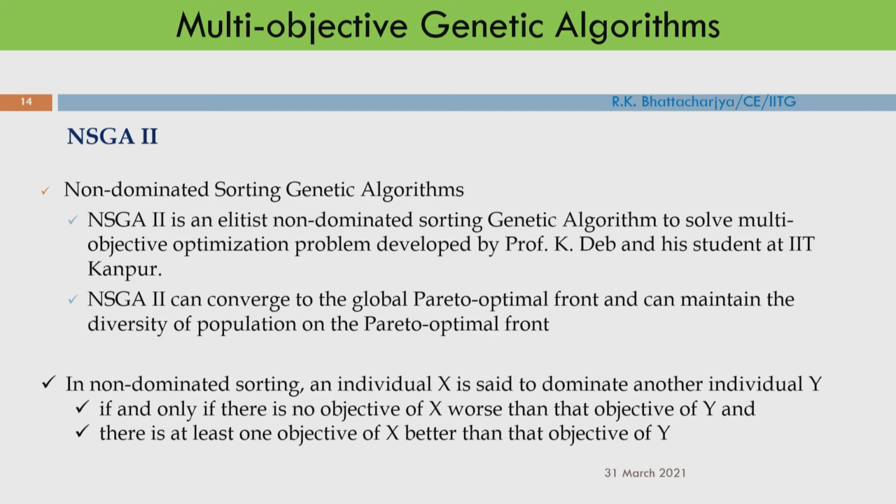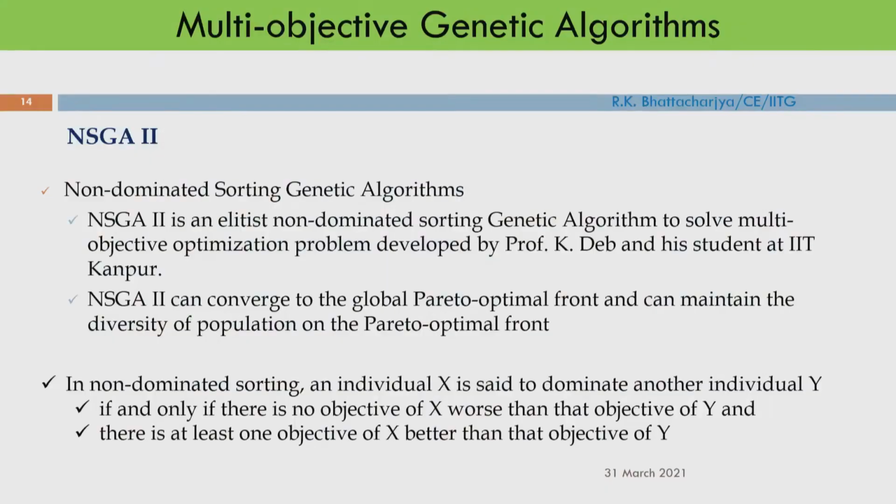The next algorithm is NSGA 2. This is the modified version of the NSGA algorithm. In this case the spreading is maintained using crowding distance, and crowding distance is calculated using a parameter-less algorithm.